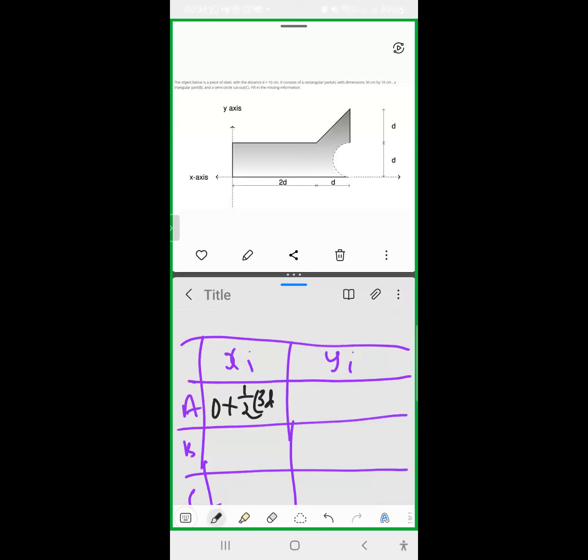And then the y center of mass will be 0 plus half of the height of this rectangular part. It's only d units. So these are the formulas we're going to use to find the x and the y coordinates of the center of mass for object A. And then for object B, which is a right angle triangle.